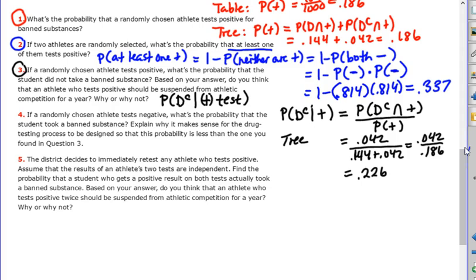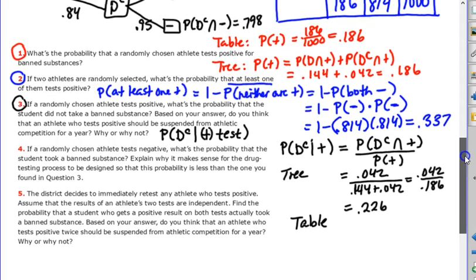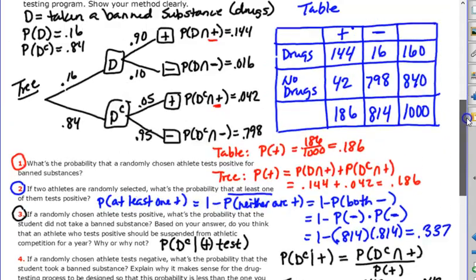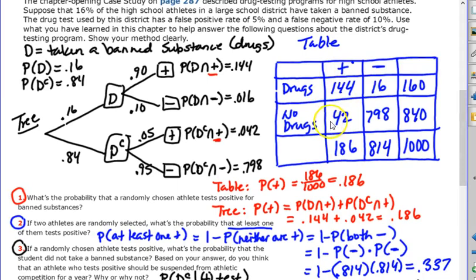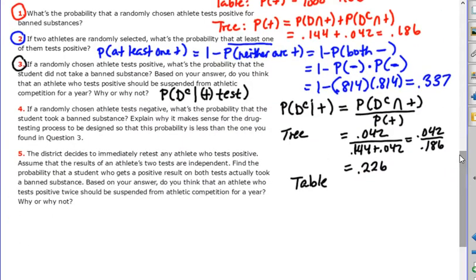Now, using the table for the same one, for number 3, the probability that they didn't take drugs given that they tested positive, so we look at all the positive tests, and they didn't take drugs, so it's 42 out of 186. So using the table, the probability of D complement given positive is just 42 out of 186, which is 0.226.